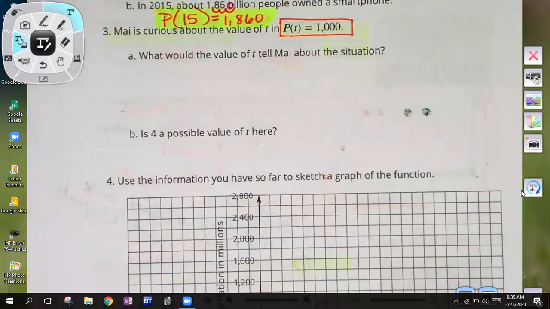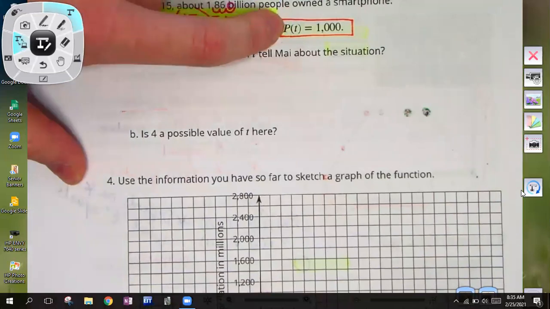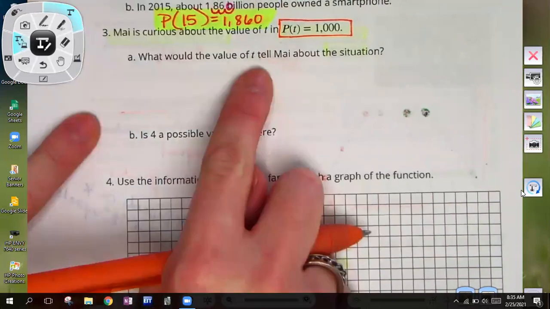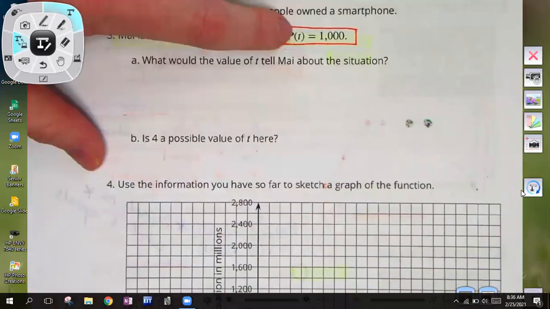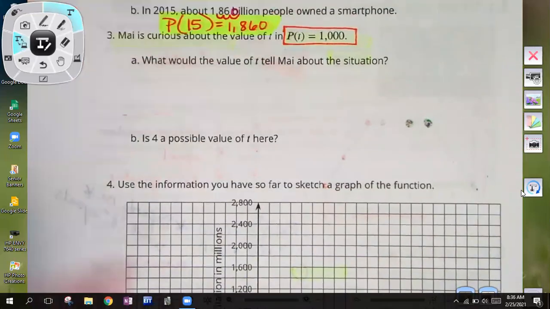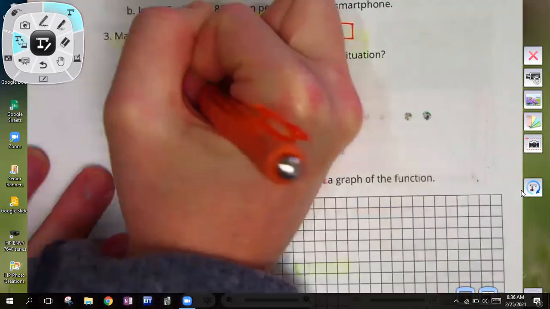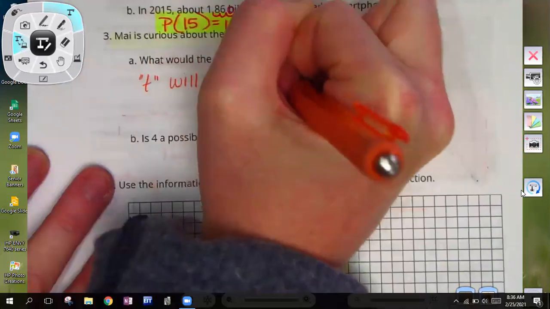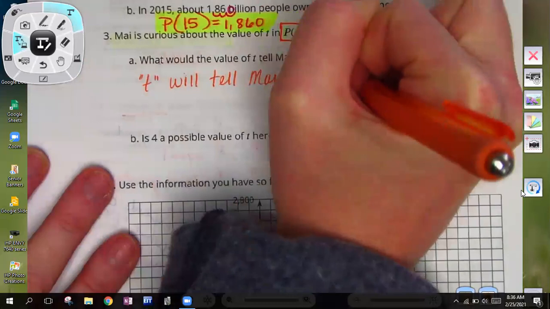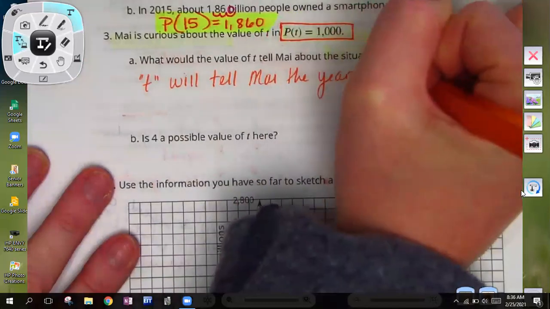Okay, first thing I notice is that the name of it is still P. So are we still talking about the smartphones? Yes. So it says, what would the value of T tell May about this situation? Well, what do we know that the T will tell us? The years since 2000. So T will tell May the years since 2000.